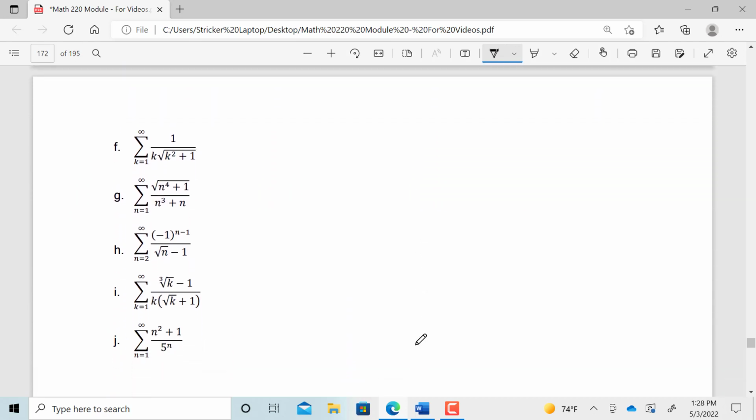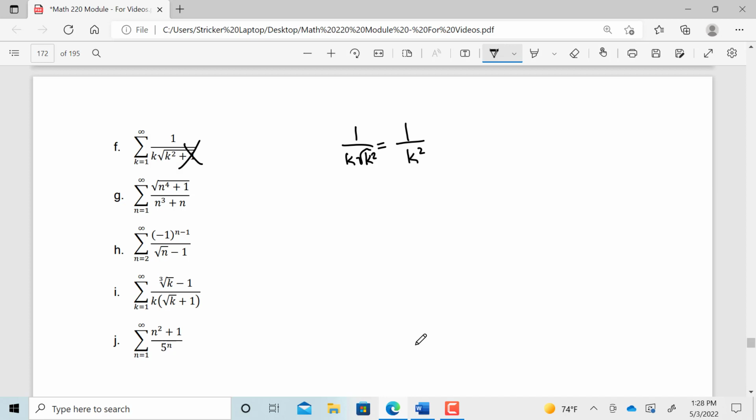Okay, we're going to keep moving ahead. Again, looking for common type series. No, this isn't a p-series or a geometric. It doesn't alternate. However, even though it's not a p-series, it does kind of look like a p-series, because if I ignore that plus 1, then it looks like 1 over k times the square root of k squared, which is 1 over k times k, so this is 1 over k squared.